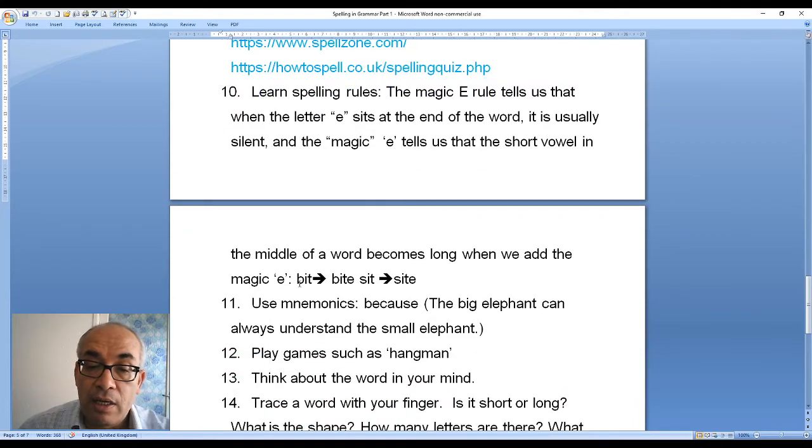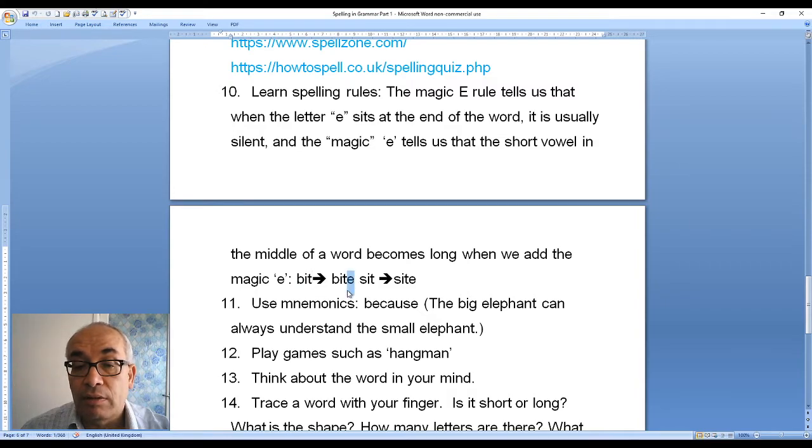I'll explain. So bit, B-I-T, if you put magic E at the end, we do not read E. And E makes the sound in the middle long. So here is bit, very quick, 1 second. But this one is bite, so it becomes like 3 seconds.